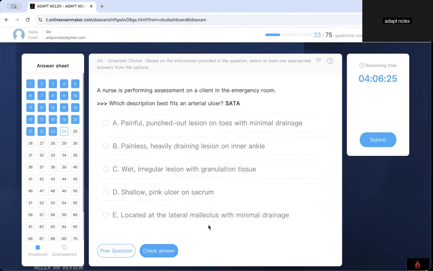And next, performing an assessment of a client in the emergency room, which description best fits an arterial ulcer? What do you think? There are types of ulcers, PVD and PAD. In PAD you can have ulcers, and in PVD we can have ulcers. Arterial and venous ulcer. What is the difference between them?